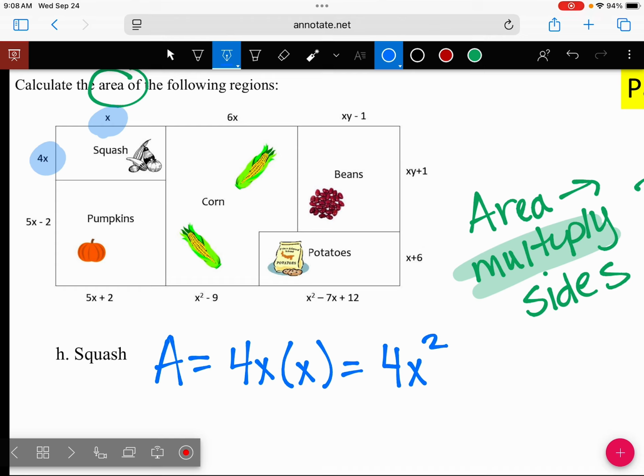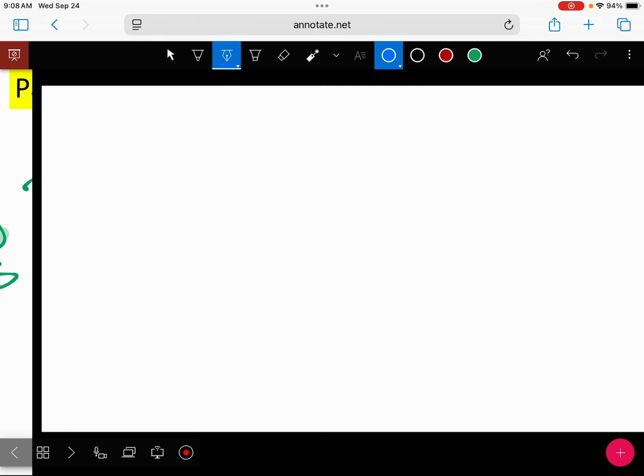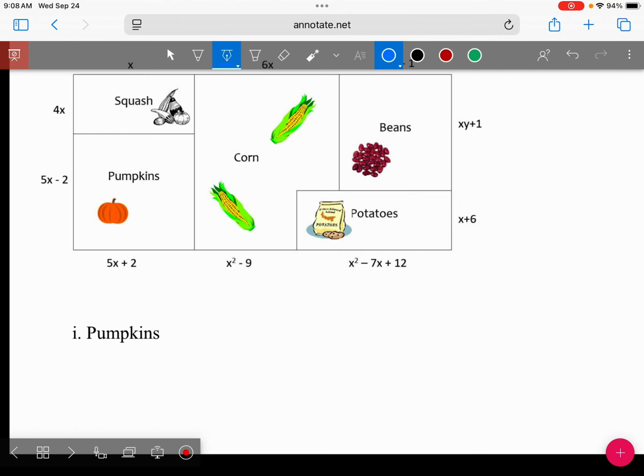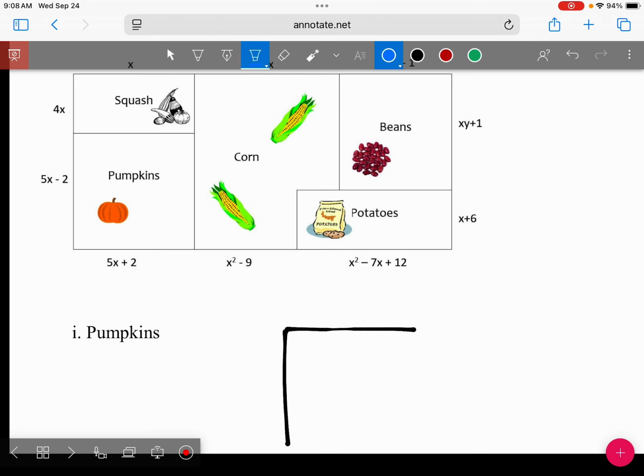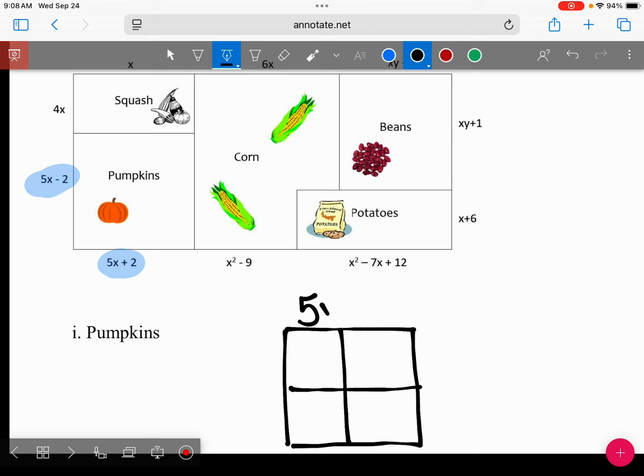Pretty simple. All right, what's the next vegetable we have to find the area of? Pumpkins. Now, I don't like pumpkins. So pumpkins, we have these two sides. Now that's a binomial and a binomial. So I need to make a box. 5x minus 2, 5x plus 2. Go ahead and fill in all four squares.